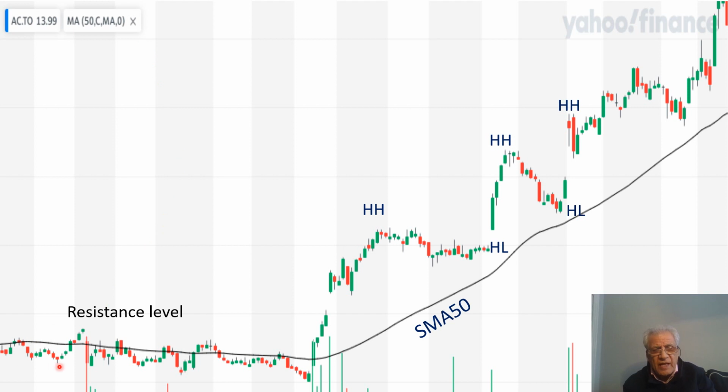Now this is the same graph as before. The only thing is I magnified it a little bit more so you can see it more clearly. Now when the price breaks the resistance and goes upward, you see it making a series of higher high, higher low, higher high, higher low, and so on.